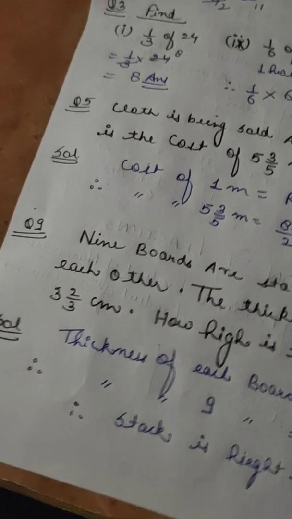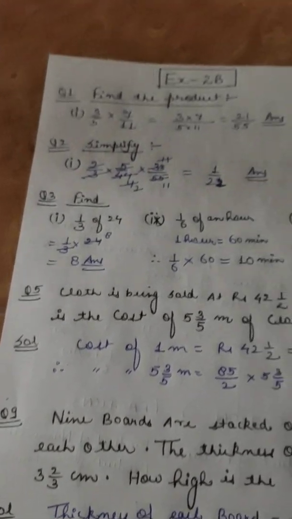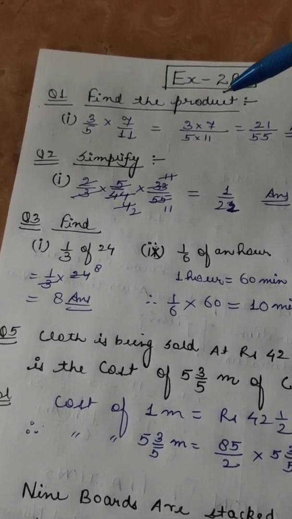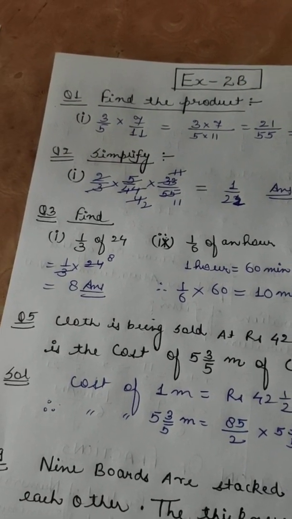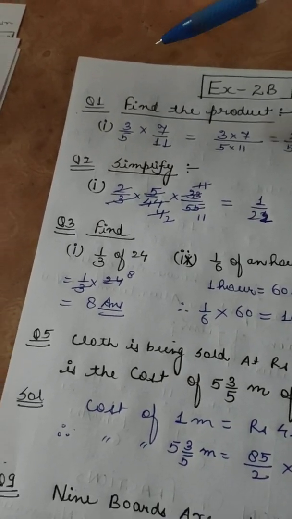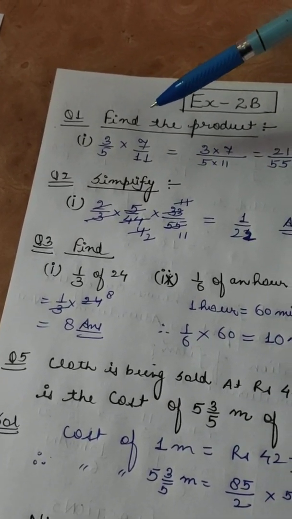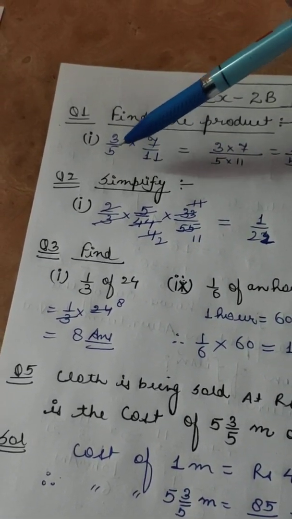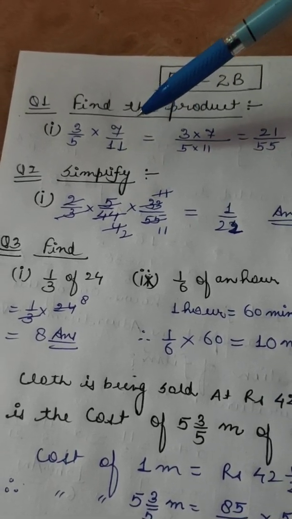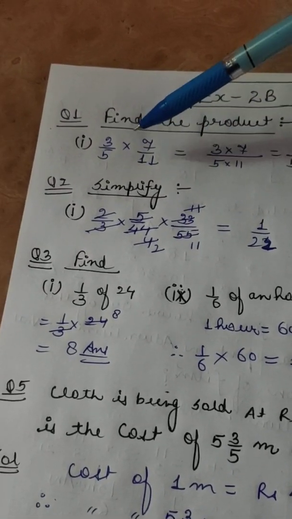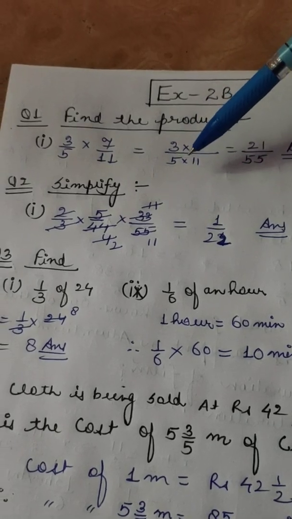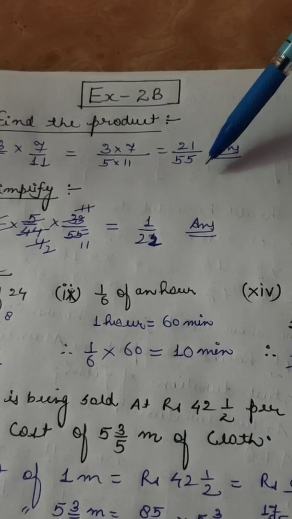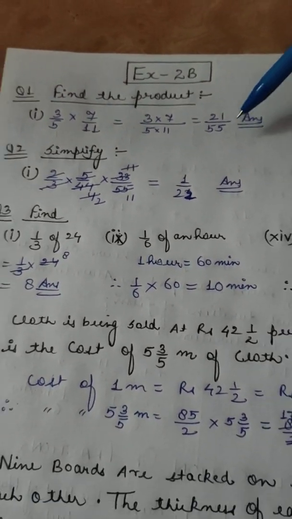Now, based on this rule, we have solved some of the questions from exercise 2B, and the remaining questions I have given you in homework. Let us see how I solve these questions. Question number 1 is find the product of two fractions, 3 by 5 and 7 by 11. I have just multiplied numerator 3 into 7 and denominator 5 into 11. What is the final answer? 21 by 55 is the final result.